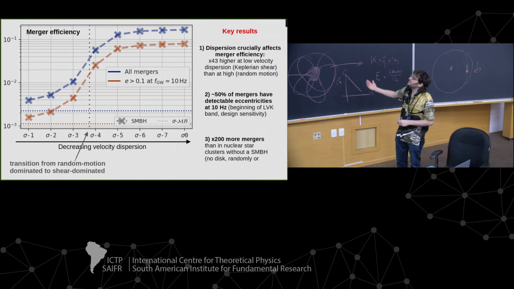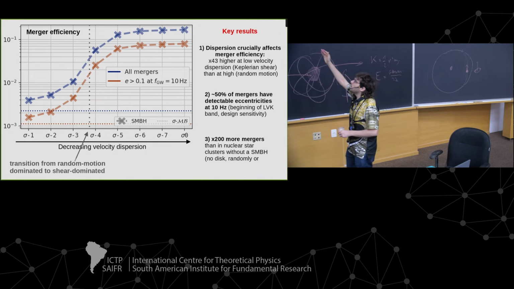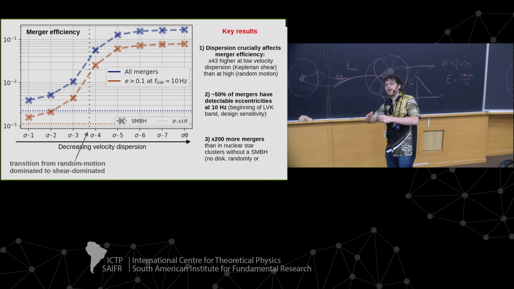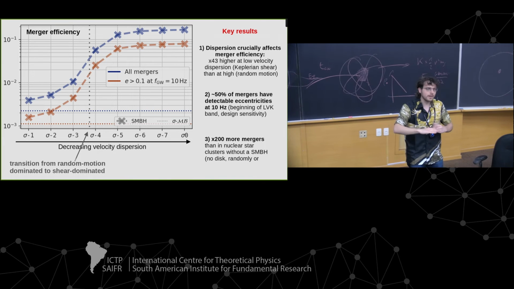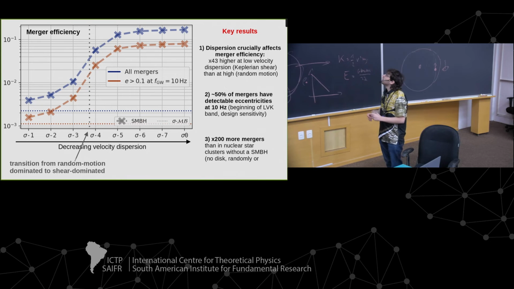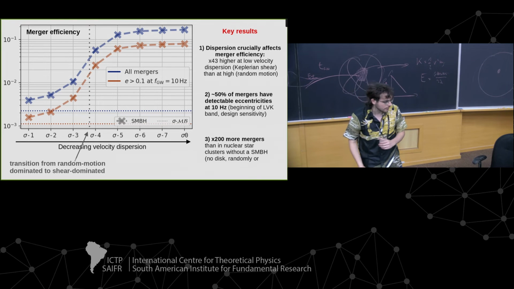And as expected, what you see is a transition between types of disks. So when the disk is very puffy, the black holes meet at very high speed because they are eccentric and inclined, so they never meet in plane. So it's a bit more difficult to make them merge. While in the coplanar disk that is completely circular, you have a factor of 50 or 40 more mergers, and also more eccentric mergers.